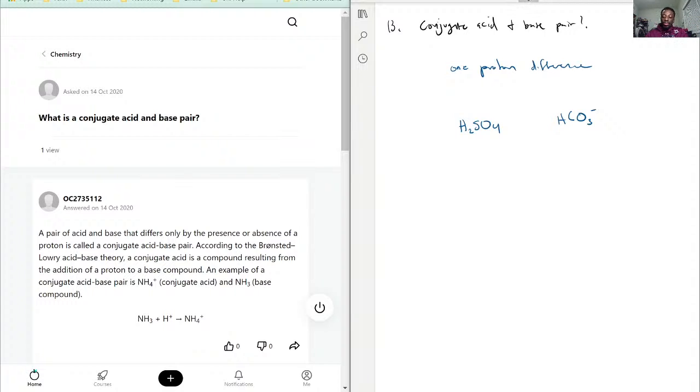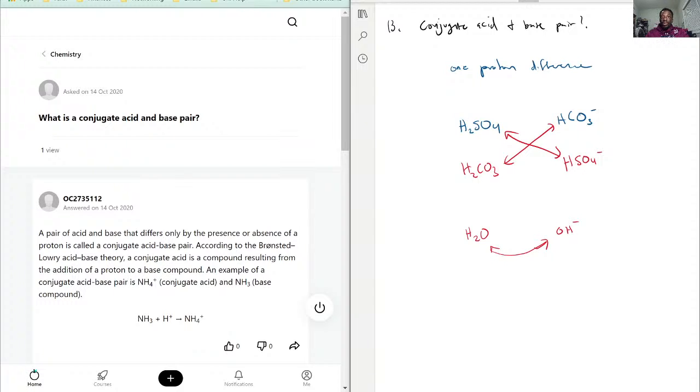What you would be looking for here would be HSO4 minus and H2CO3 right here. Those would be each other's conjugate acid and base pair. The key thing is that there's one oxygen difference. Another example would be H2O and OH minus. Okay, these are conjugate acid base pairs.